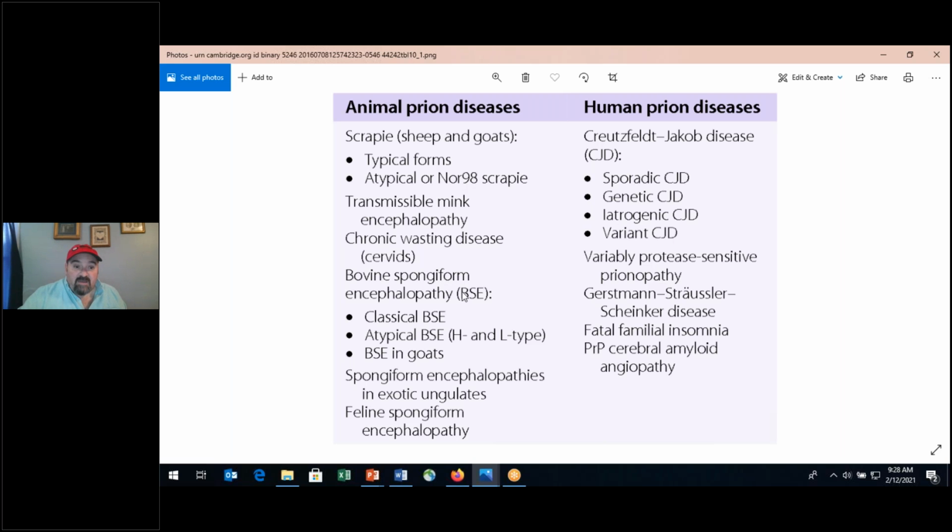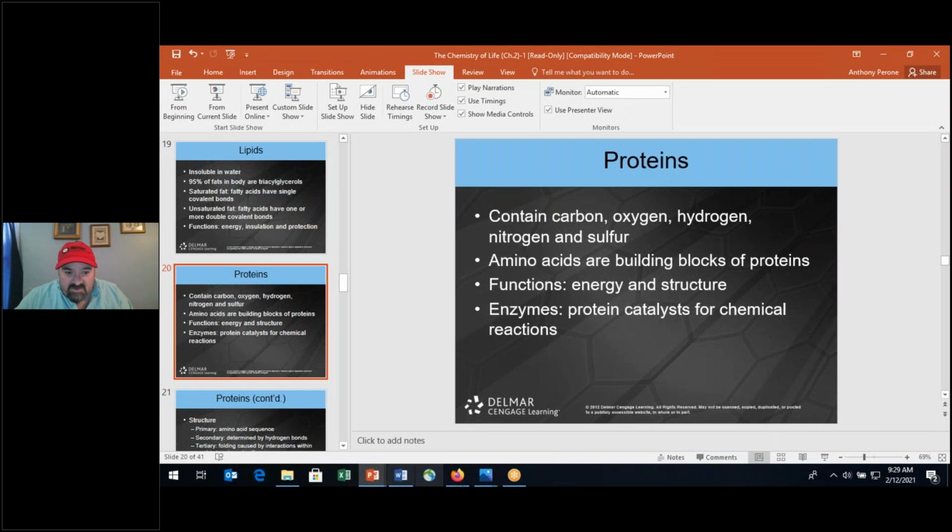Scrapie, you'll see here, bovine spongiform encephalopathy, that's mad cow disease, and chronic wasting disease. In the case of deer and other animals like elk, they also can have chronic wasting disease. These affect what takes place within the brain.